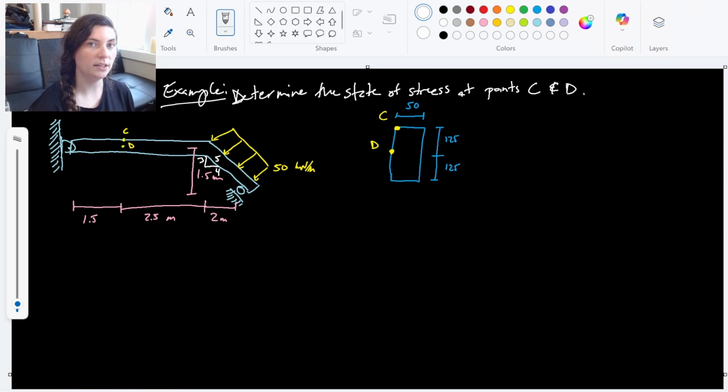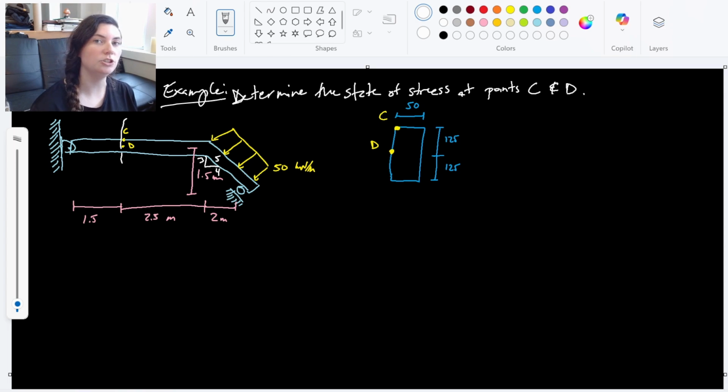Now for this one, your instinct may be, all right, our first thing is to cut a section at the point of interest. So we would be cutting our section here at CD, and that would be correct, but we don't know our reactions, right? We've got this roller over here and this pin. We don't actually have the reactions there that we would need to solve for our internal forces at CD. So what we'll have to do first is solve for those reactions.